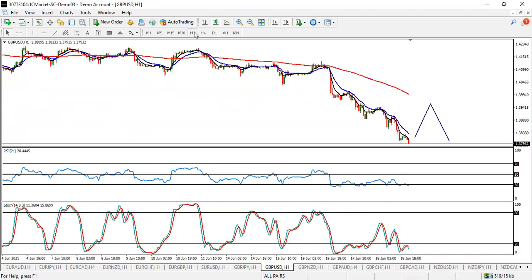GBP USD is good to look for a sell. I beg your pardon, GU, look for a sell.